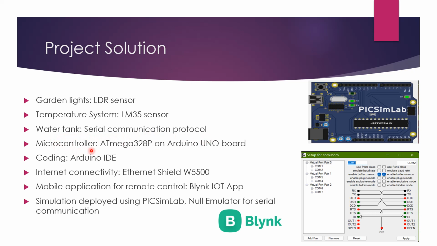The microcontroller we use here is an Atmega 328P, which is embedded onto an Arduino Uno board. Now, Arduino Uno board is an all famous electronic prototyping board, and for coding we use the integrated development environment provided by open source Arduino itself. For internet connectivity of the microcontroller, we use the Ethernet Shield W5500. Mobile application for remote control will be the Blynk IoT app, and the simulation will be deployed using the PicsimLab simulator, and null emulator will be used for simulating serial communication.